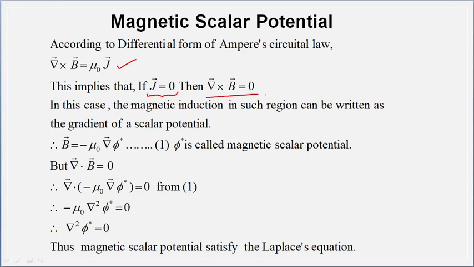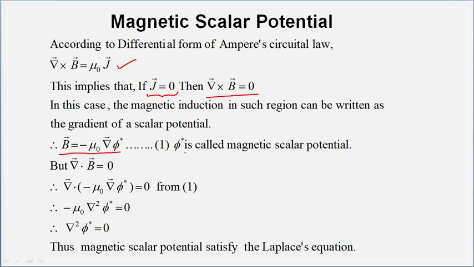And just like in electrostatics, since del cross E equal to 0, we are able to write E equal to minus grad of phi. In magnetism, since del cross B equal to 0, we are able to write vector B equal to minus something into grad of phi. We write phi star. Now this phi star is called the magnetic scalar potential. We introduce mu naught here because it is magnetism, just like epsilon 0 in electrostatics.